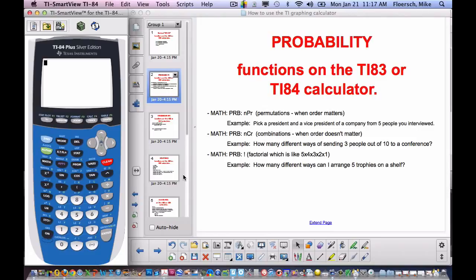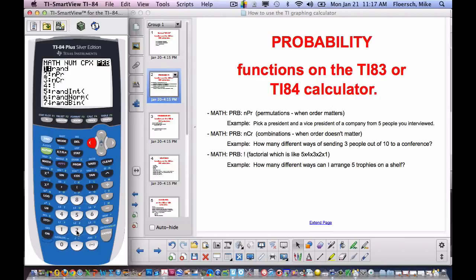Let's do an example. We want to pick a president and a vice president of a company from 5 people that are interviewed. In this case, order will matter because my president will be my top person and my vice president will be my second top. And I only have 5 people that I interviewed. So I want to do 5, and then we're going to do math, and you can scroll right to the left, and there's your options.